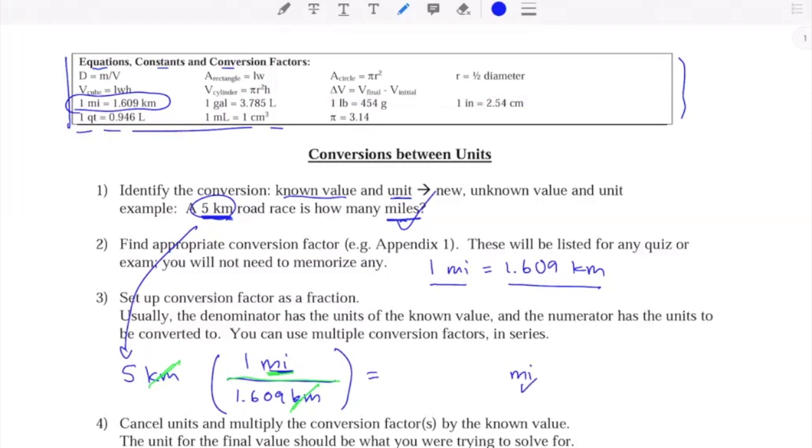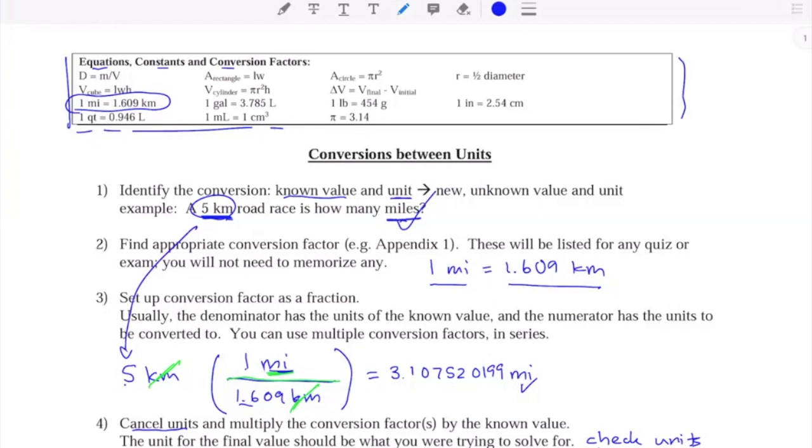When the units check out, that's when you can go to the calculator. So this is going to be 5 times 1 divided by 1.609. 5 divided by 1.609, and this is going to be the number from the calculator: 3.107520199 miles. I want to write the whole number out, and what I've done is I've canceled those units, and the unit for the final value should be what you're trying to solve for. Check that first, and I always check those units before calculating.